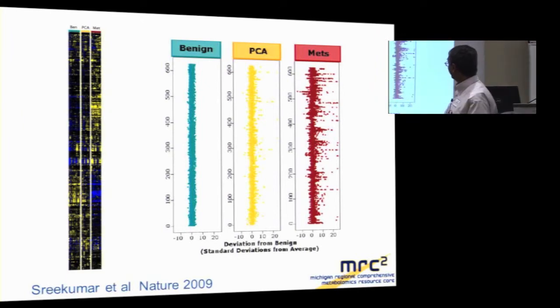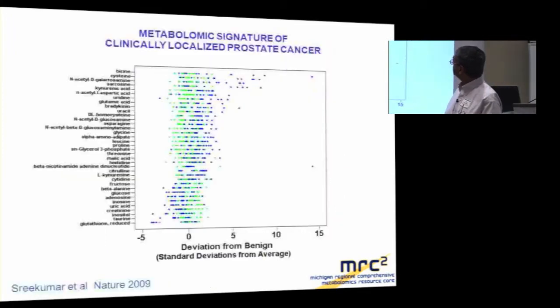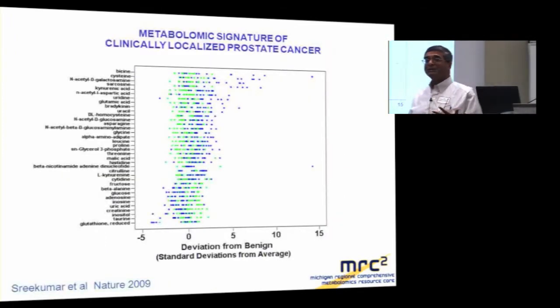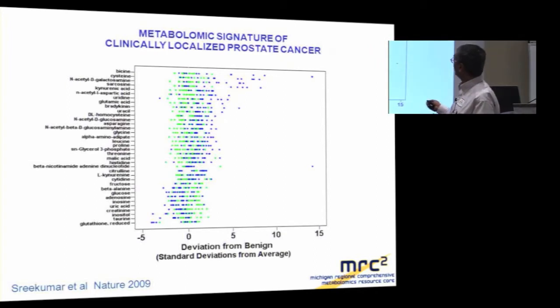And you can see that if you look at the deviation from the benign, you can see that localized prostate cancer has a lot of different things that are different. And in metastatic disease, there are big differences in many different pools that you come up with. So here's what the metabolomic signature of a clinically localized prostate cancer was.